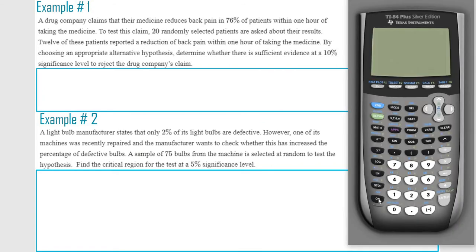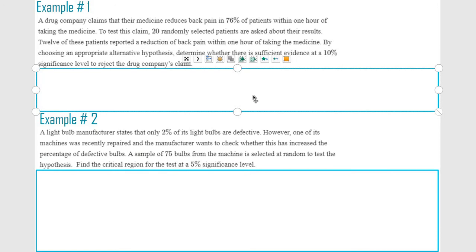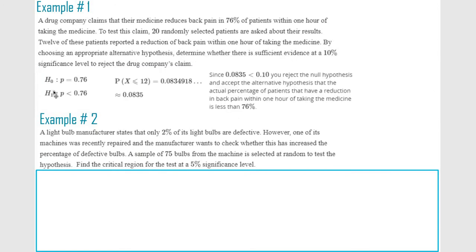So getting out our calculator, we want to go to Binomial Cdf. I do this every single time. All right, so Binomial Cdf is here. Let's see. We did 20 trials. We have the probability of back pain reduction is 76%, so 0.76. And we had 12 patients. So what does that mean? Oh, I got to hit enter. So 0.08.